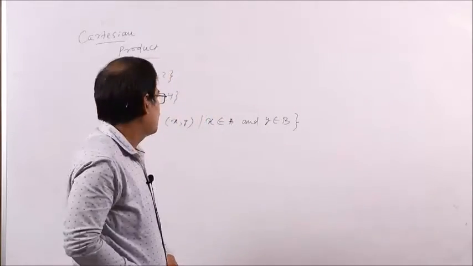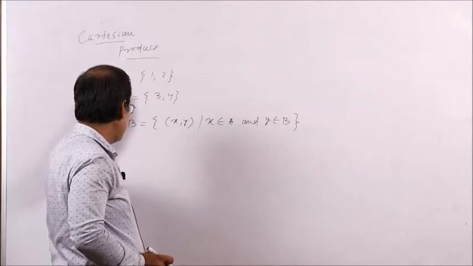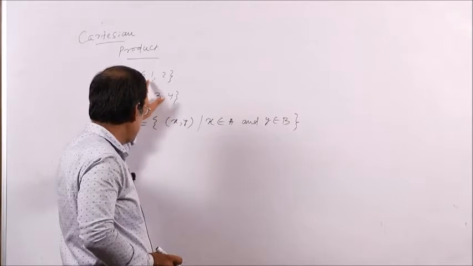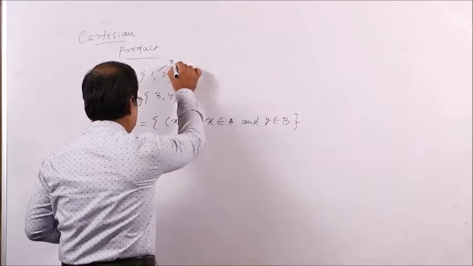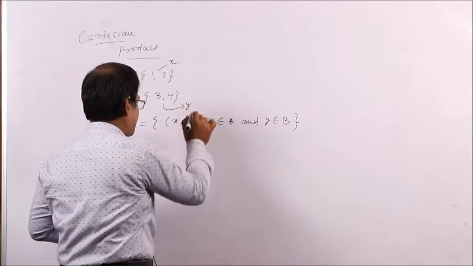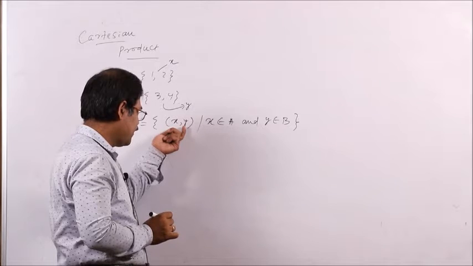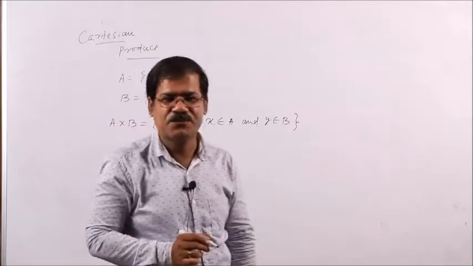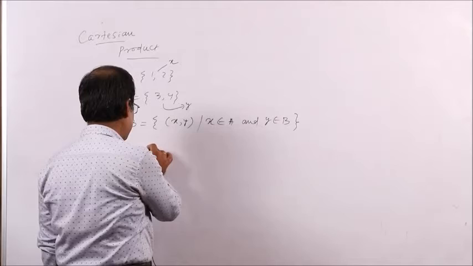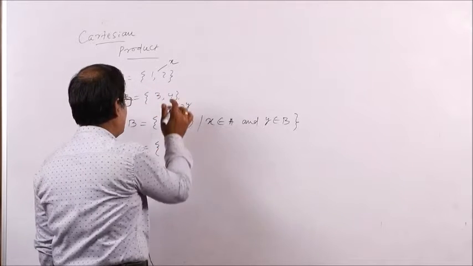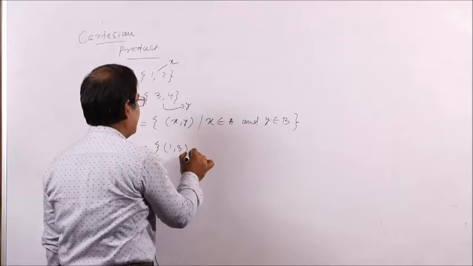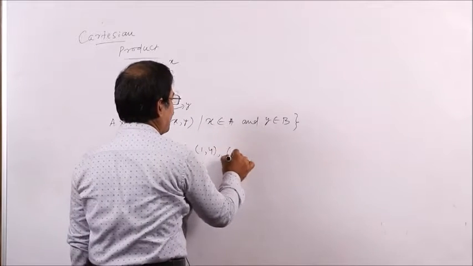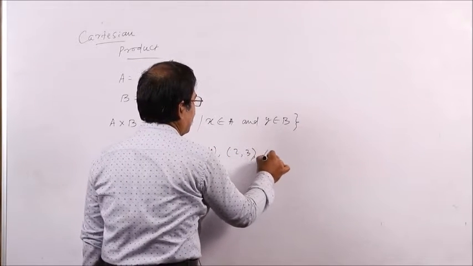When you multiply A with B, you get ordered pairs in the format (x, y). x is an element of the A set and y is an element of the B set. So, an ordered pair is a combination of x and y such that x is an element of A and y is an element of B. So what will the values be? You take 1 3, 1 4. Similarly, 2 3, 2 4.